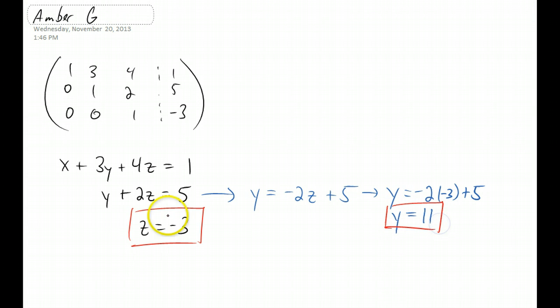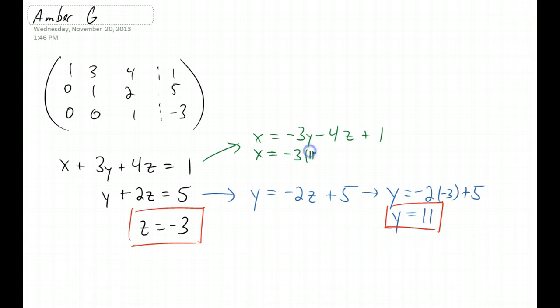So we have now z equals -3, and we have y equals 11. How do we find x? Well, we keep moving back up the equations here. This first equation tells us that x equals -3y minus 4z plus 1. All we did there was subtract 3y and 4z from both sides of the equation to solve for x.